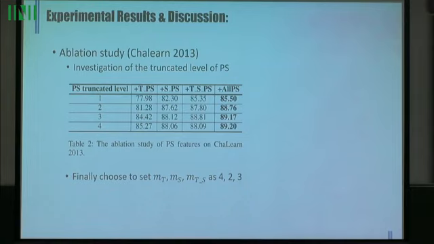First, the ablation study. We want to test the truncated level with different path signatures. As you can see, with more and more path signatures, the result gets better. And when the truncated level goes larger, the result also gets better. But when you have a larger truncated level, you get a very high-dimensional feature set. So we want to trade off, and we use a different truncated level for each path signature.